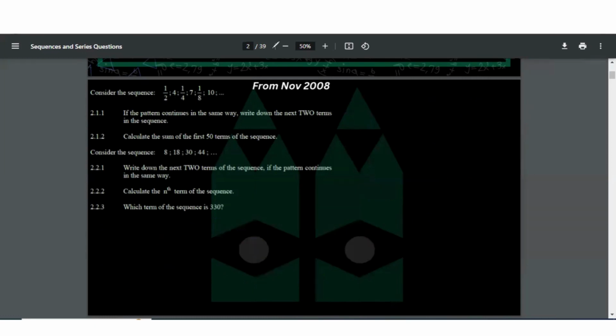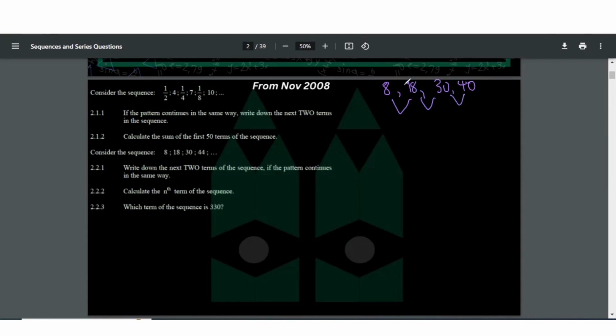So in 2.2.1, we're given a sequence. Here they've given you 4 terms. Now when they give you 4 terms, normally it's a quadratic sequence. So it's 8, 18, 30, 44, and they say write down the next 2 terms of the sequence. Well, let's write it down. So 8, 18, 30, 44. Now, let's look at the differences.